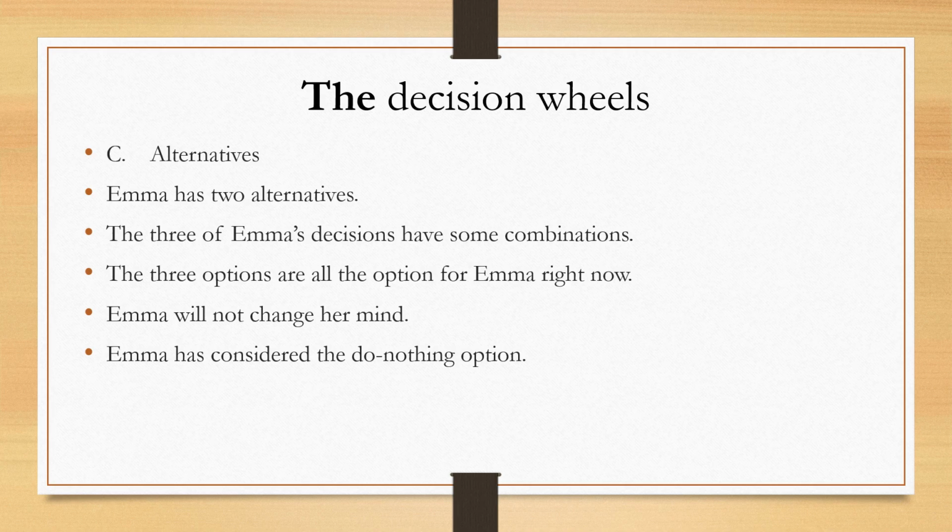Emma has also considered other options, but right now the three options are all the options she can think of. Emma will not change her mind because she must work in any of the options. But if she works this year, maybe it will be much easier next year to go to graduate school or have a gap year. So doing nothing is not an option. Doing nothing is much like a gap year.